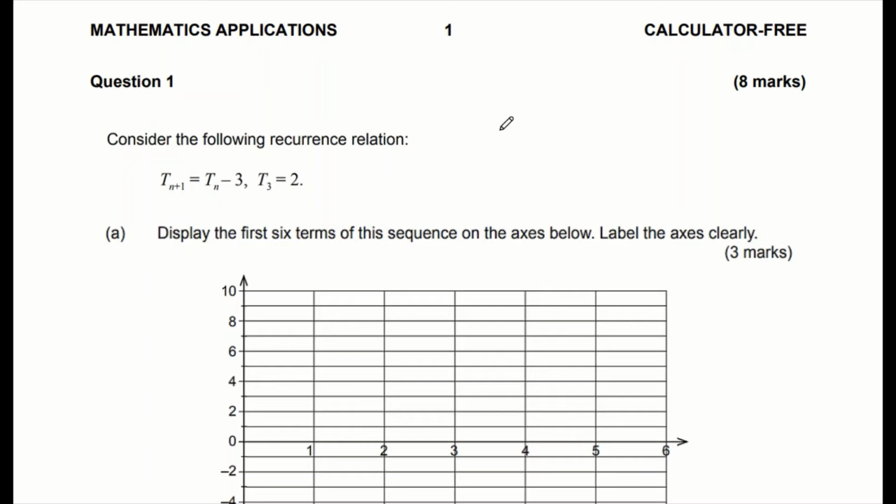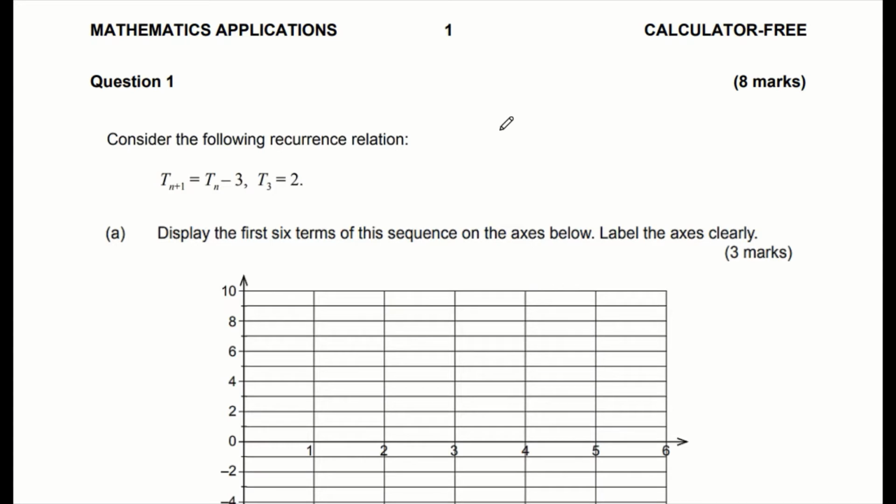Hi everyone, in this video we are going to discuss the simulation paper for our semester exam. This video will be on the calculator-free section, and we have another video for the calculator-assumed section. Make sure that you go through the whole paper, mark all your answers, make the necessary corrections and learn from your mistakes. Hopefully you learn something that will be helpful for your semester exams next week.